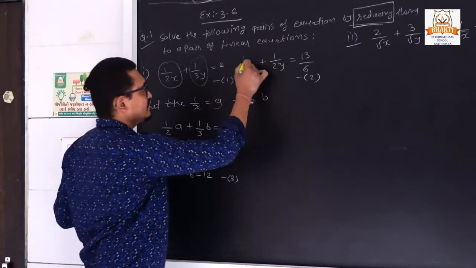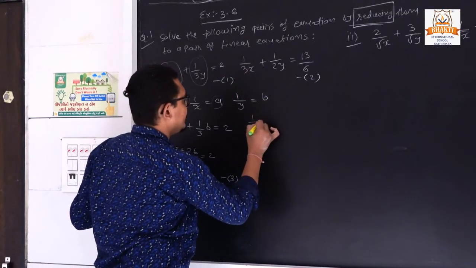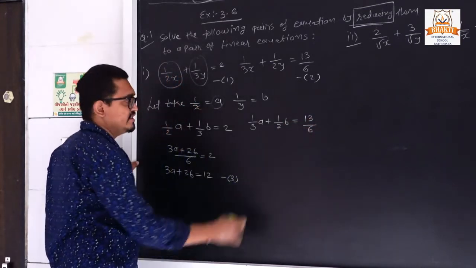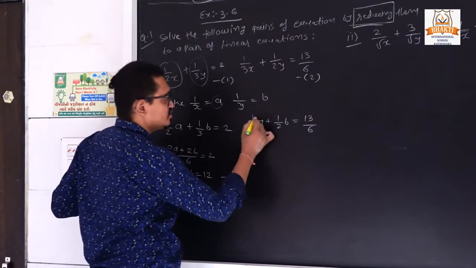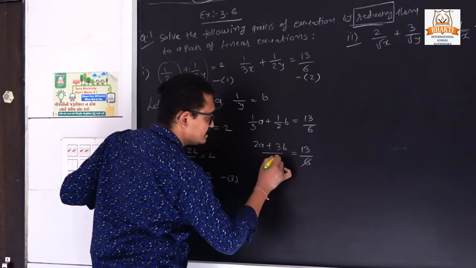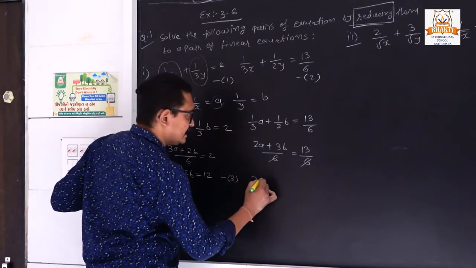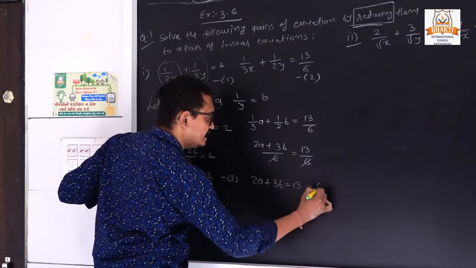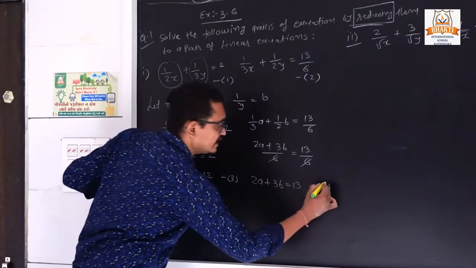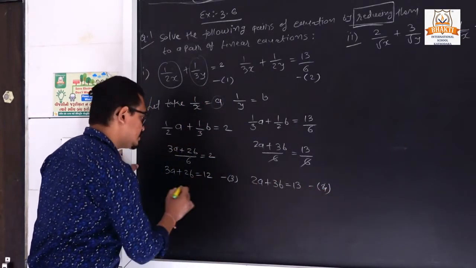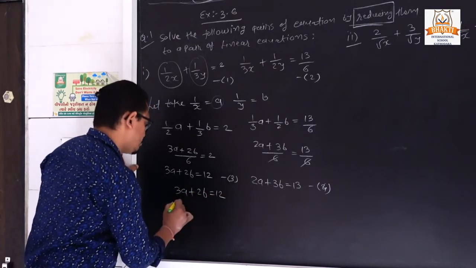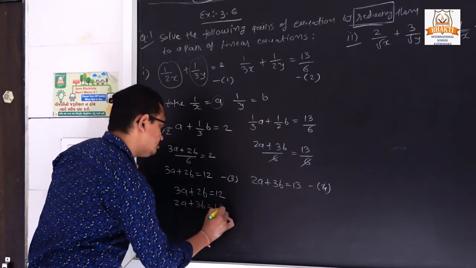Similarly we can write 1 by 3a plus 1 by 2b is equal to 13 by 6. Once again 3 twos are 6, which is our LCM. So 2a plus 3b upon 6 is equal to 13 by 6. The 6 cancels, so our second equation is 2a plus 3b is equal to 13. We can declare it equation number 2. Now solve these two equations. First of all I am writing these two equations: 3a plus 2b is equal to 12 and 2a plus 3b is equal to 13.